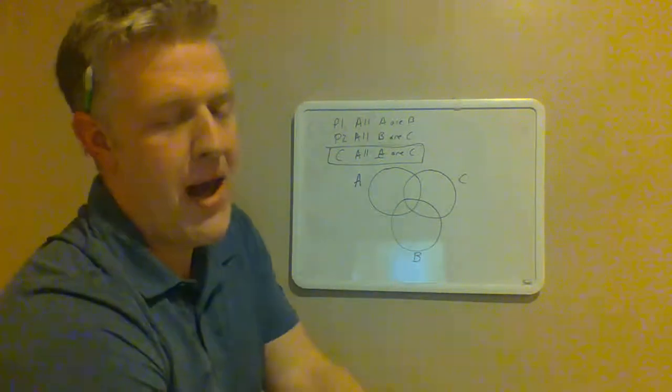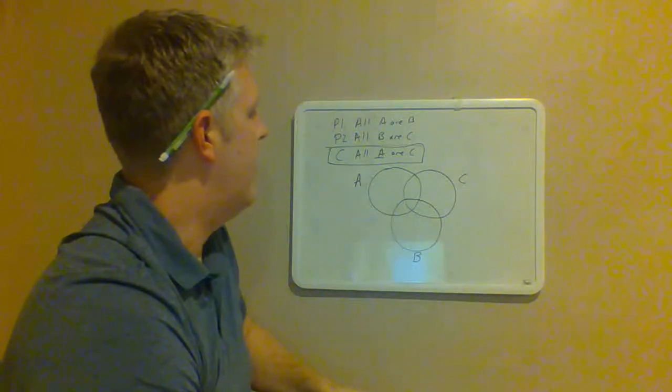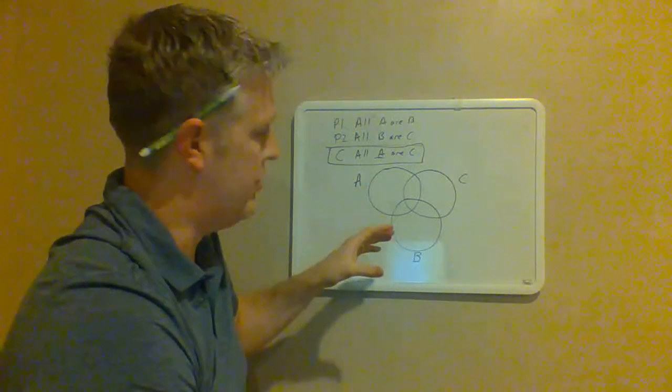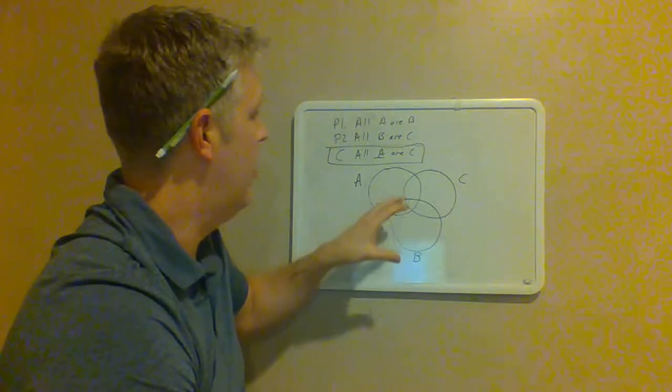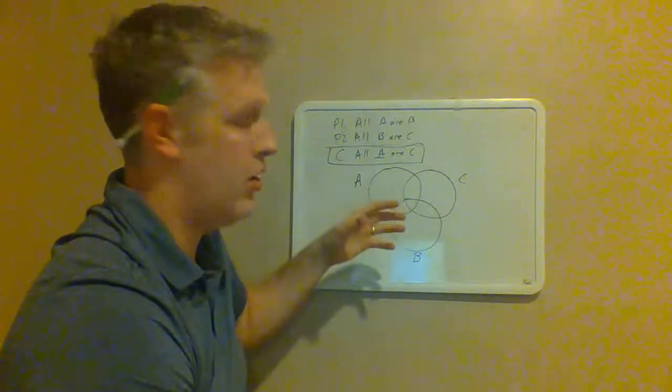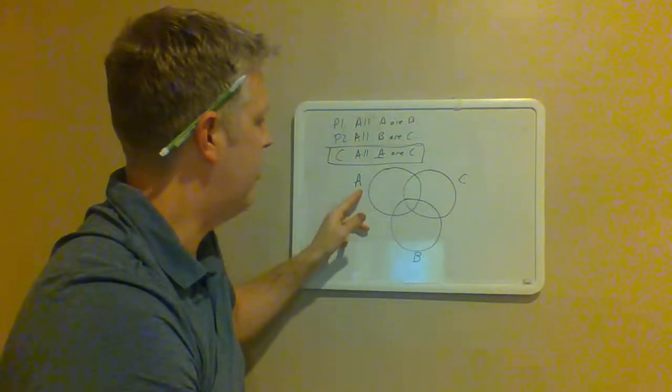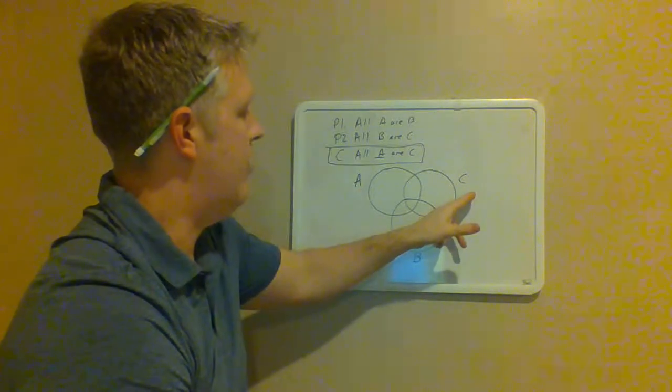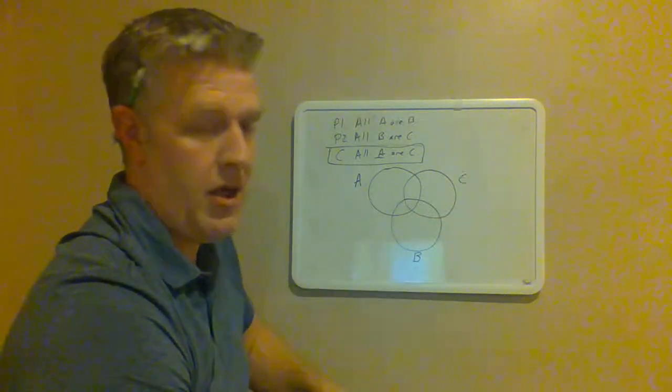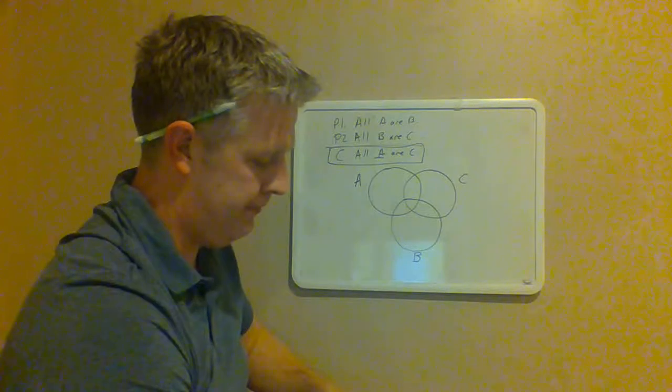So we have the minor term, the major term, and the middle term. You've got to be familiar with those and know exactly how to diagram a categorical syllogism using them. You always want your minor term on the top left, your major term on the top right, and your middle term lowered and in the middle.